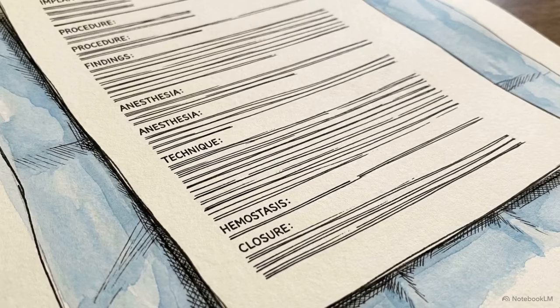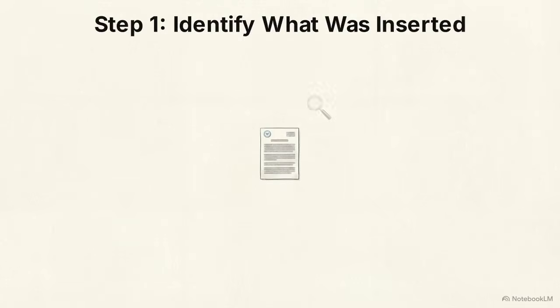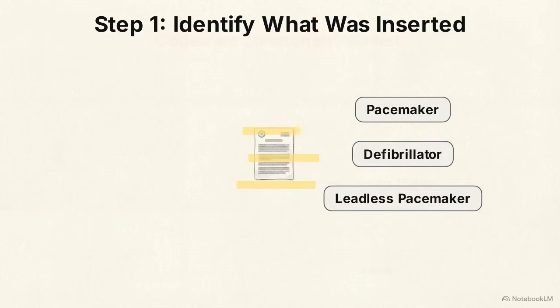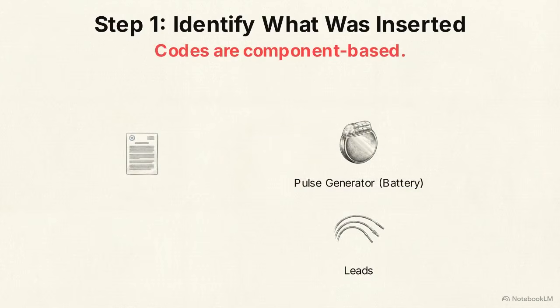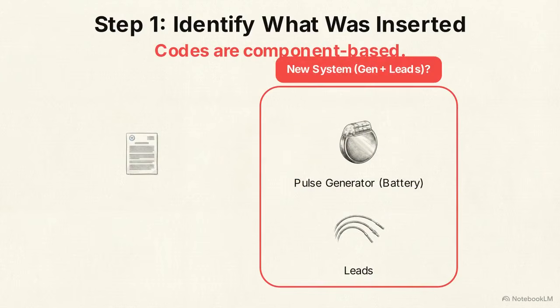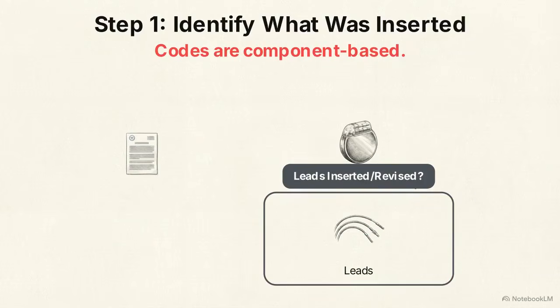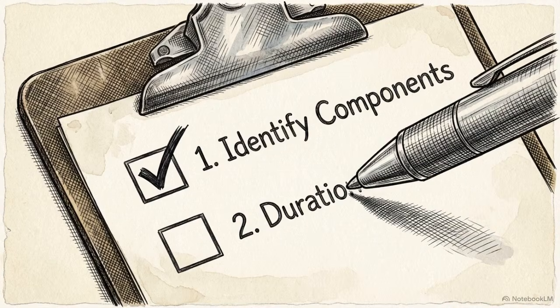Step 1. You must identify exactly what was inserted. The terminology in the documentation must match the CPT language perfectly. Are you looking at a pacemaker, a defibrillator, or a leadless pacemaker? Codes are component-based. Determine if the surgeon placed a completely new system, replaced a pulse generator, or swapped individual leads. Once you know the parts, you move to step 2.